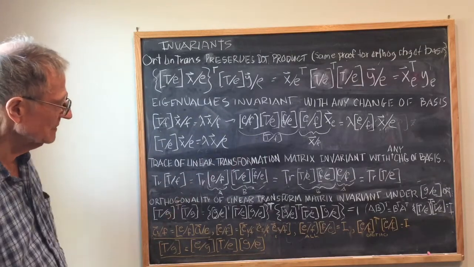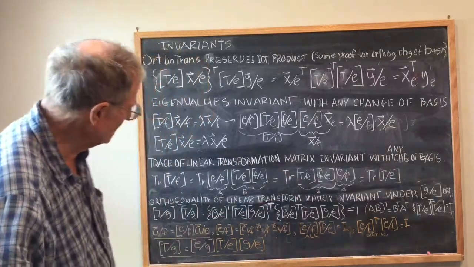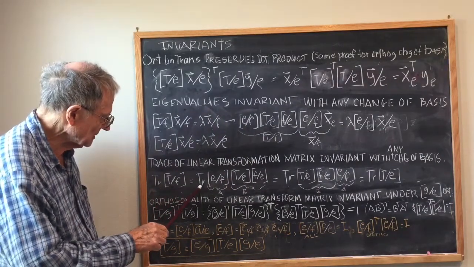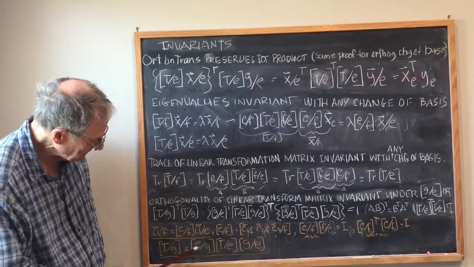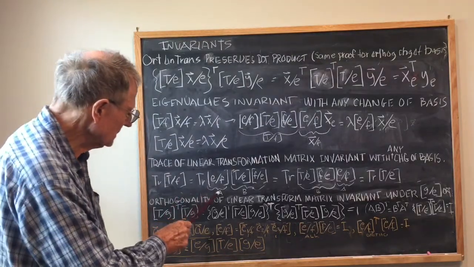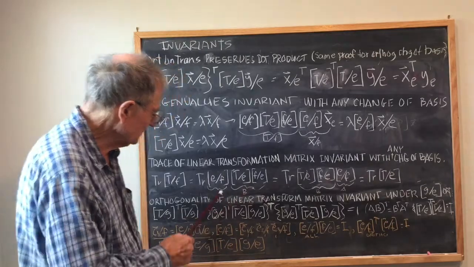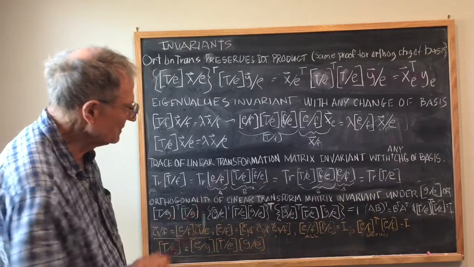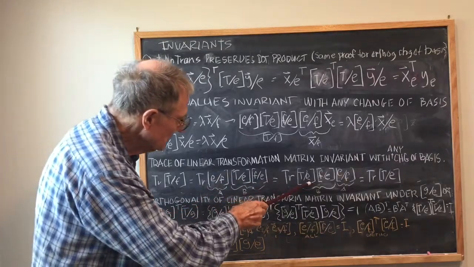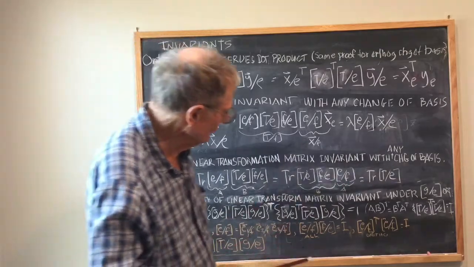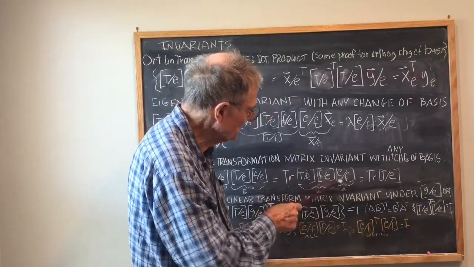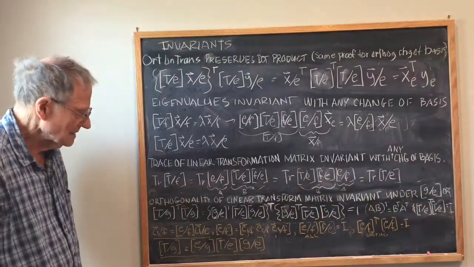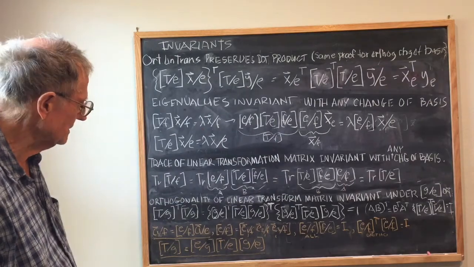Now the trace of a linear transformation matrix is invariant with any change of basis. To show that, I'm going to start with the trace of T with respect to F, as given by this formula here, which is the trace of this times this, which is the trace of B. The trace of AB is the trace of BA. So there's the B, there's A, and again we have the same formula coming out, F with respect to E times E with respect to F is equal to I, and this becomes the trace of T with respect to E, which proves the trace of a linear transformation matrix is invariant.